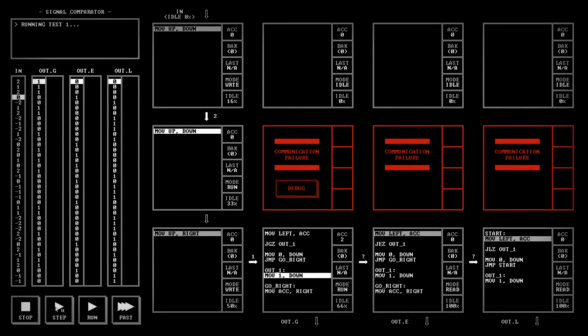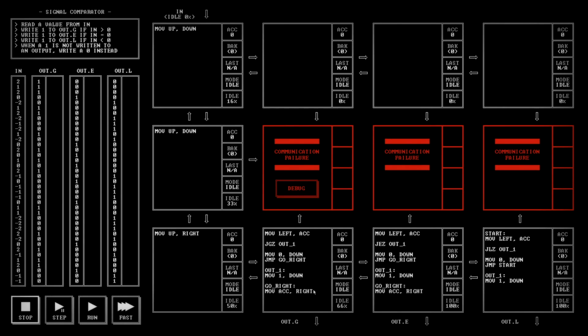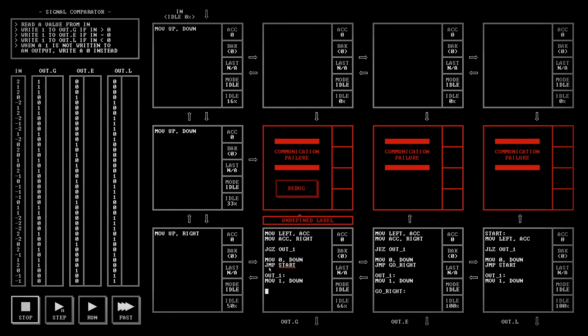Greater than zero. Oh, maybe. Maybe if... I mean, we're going to have to go right anyway, right? So that will let these guys start working faster. And then let's just jump to the start here. So I think these now will not be waiting so long. They can start working right away.